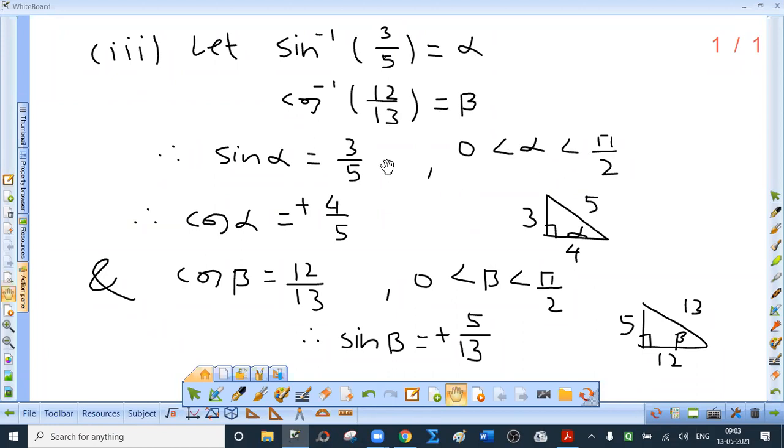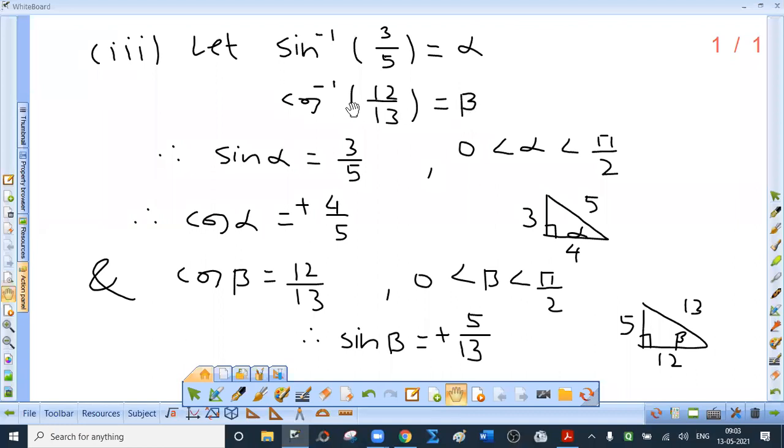Now, the simplest method to find cos is by constructing a triangle. Sine is 3 by 5, so opposite upon hypotenuse. By corollary of Pythagoras theorem, the adjacent side is 4. Now, alpha lies in the first quadrant, so the cosine ratio is positive. It is adjacent side upon hypotenuse, so 4 by 5.